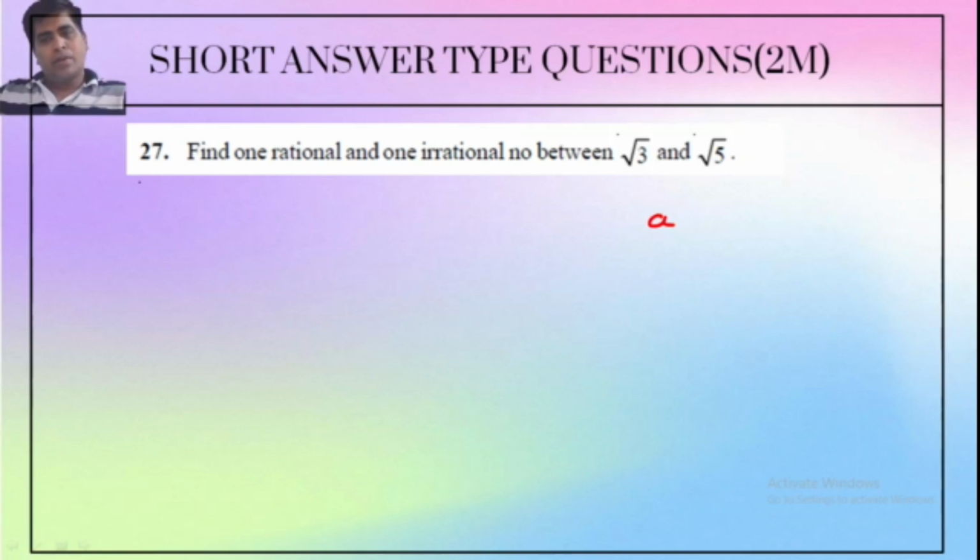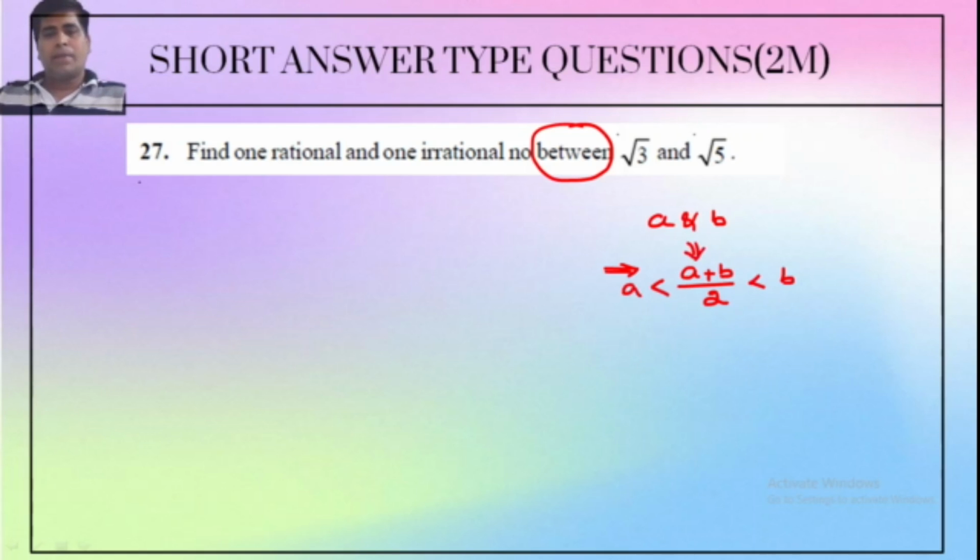But suppose the concept here is this. Suppose A is a number, B is another number. To write a number in between, he is asking in between. So how to write a number in between A and B? It is as simple as that. You can write (A plus B) by 2. This number is always in between A as well as B. So we have to write it now: (A plus B) by 2.